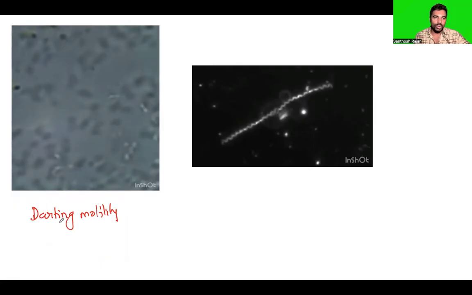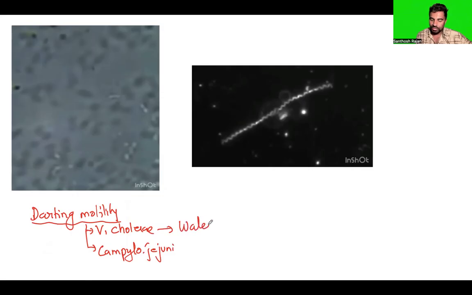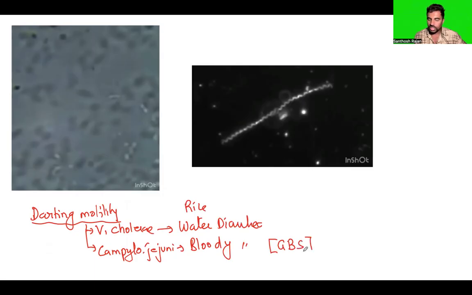Once again, I'll play it for you. So this darting motility is characteristic for which one, you know. Either it is Vibrio cholerae, or cholera. In cholera, it's very characteristic. Also in Campylobacter jejuni. The only difference between these two: in Vibrio cholerae, the clinical feature is watery diarrhea, which we call rice water diarrhea, whereas in Campylobacter, it's a bloody diarrhea. Both are food poisoning. Campylobacter also, as a complication, can go to GBS, Guillain-Barré syndrome, an autoimmune disease. You know that.